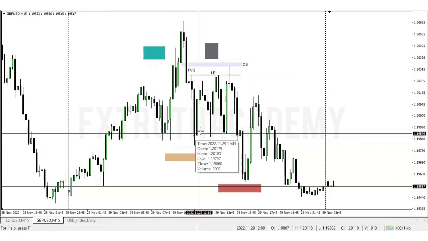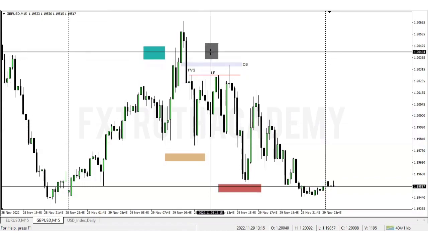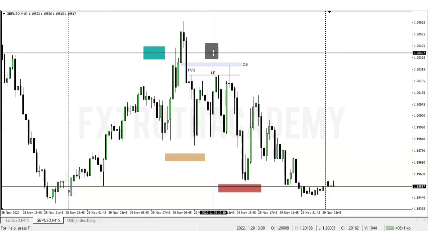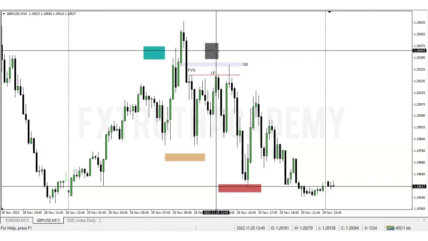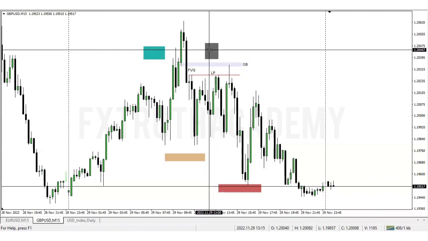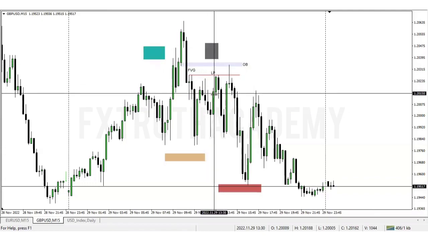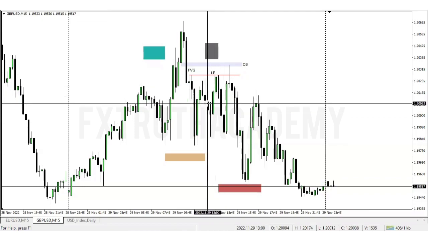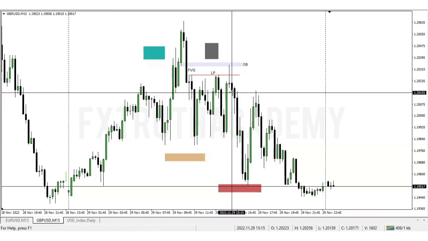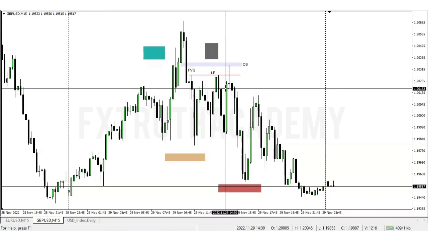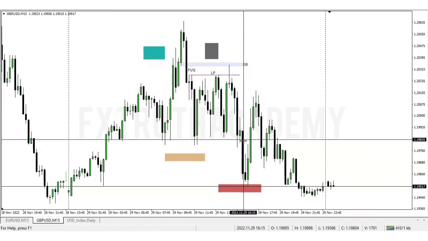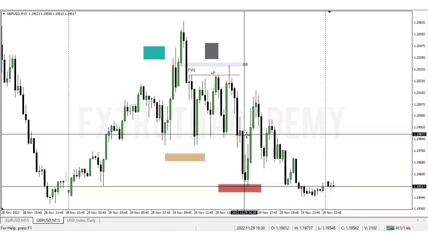Moving forward, we enter into this dark shaded area. This is London lunch time. You can see that the price action within this range is kind of choppy without being in one particular solid direction. But when you come into the New York kill zone right here, you can see how price traded straight in one direction. You can see the flow of the move.